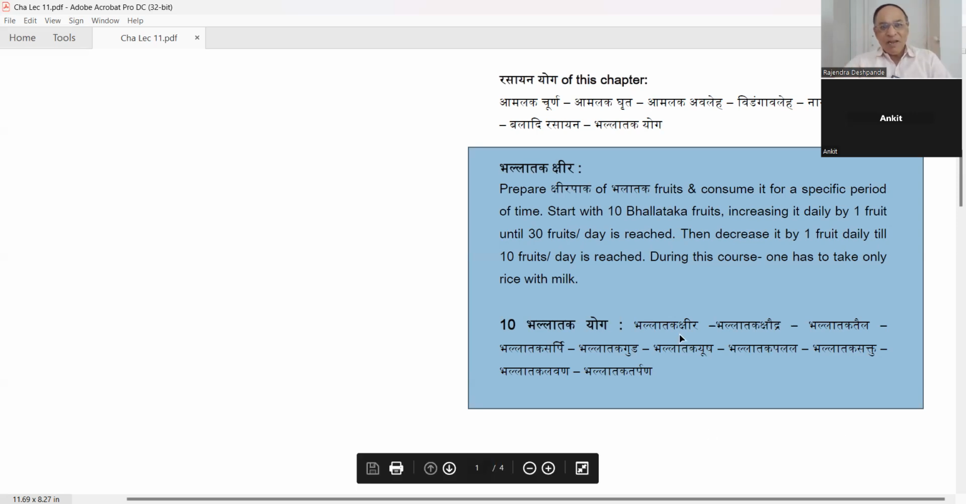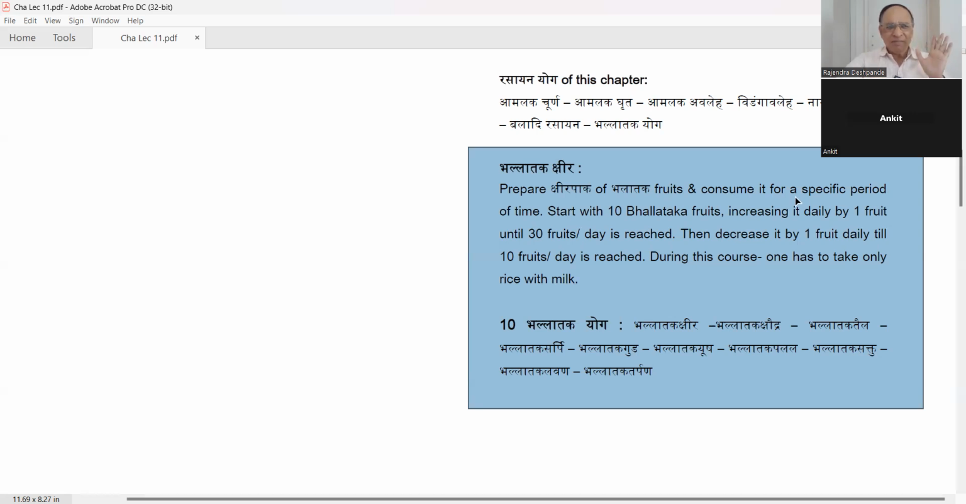Now, Bhallataka Kshirapaka. Bhallataka is diluted with milk. Make Kshirapaka of Bhallataka fruits and consume it for a specific period of time, not for the whole lifetime. Start with 10 Bhallataka fruits, increase daily by 1 fruit until 30 fruits per day are reached. This is theoretical information. I have never given such a high dose to any patient. No.